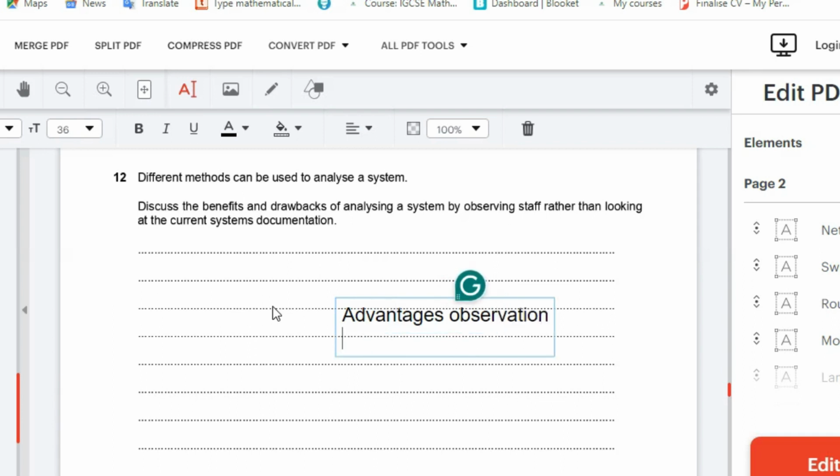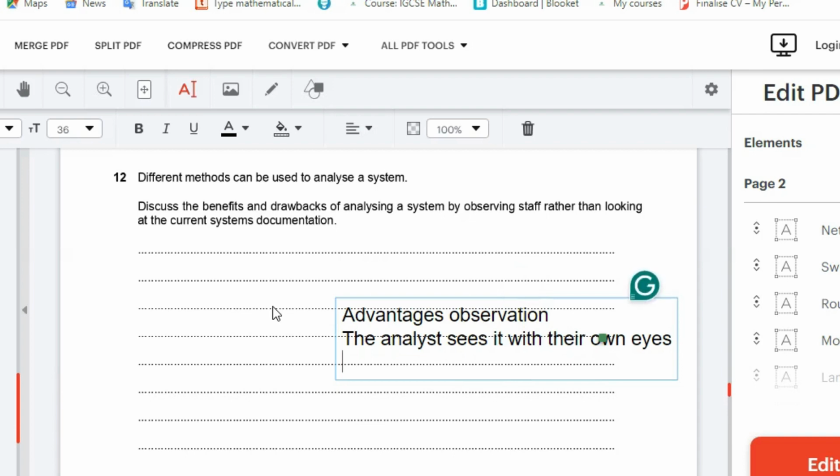One, the analyst sees it with their own eyes. That is, they are not looking at the record, they are looking at the workers. So they see it with their own eyes. 2, get a complete picture of the whole system.